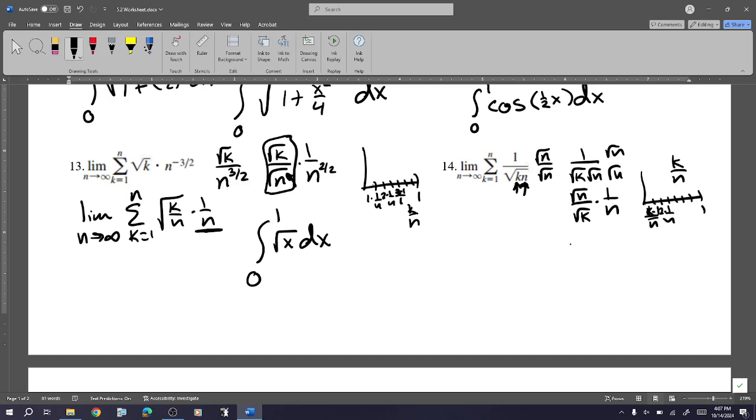We kind of have an issue here though, because we have the square root of n over k times 1 over n. Well, that inside there is the reciprocal. So we're taking the reciprocal of k over n. So we're integrating from 0 to 1 of square root of 1 over x, because it's really the reciprocal, and then dx.